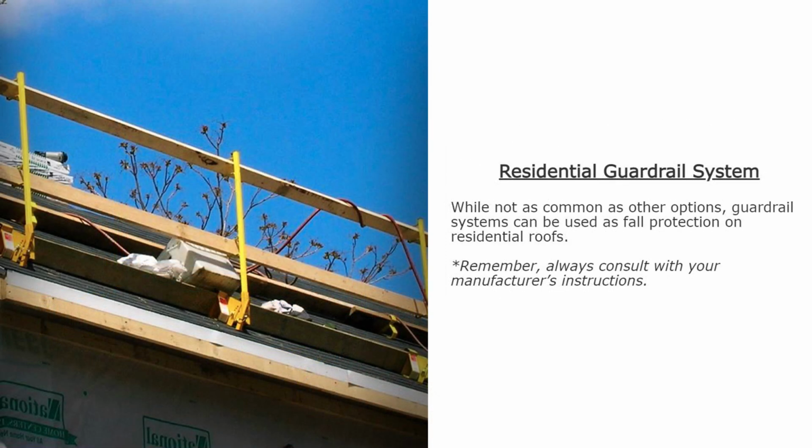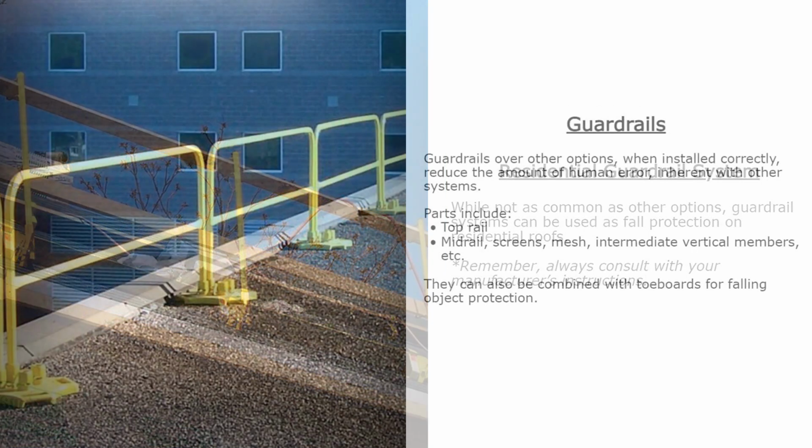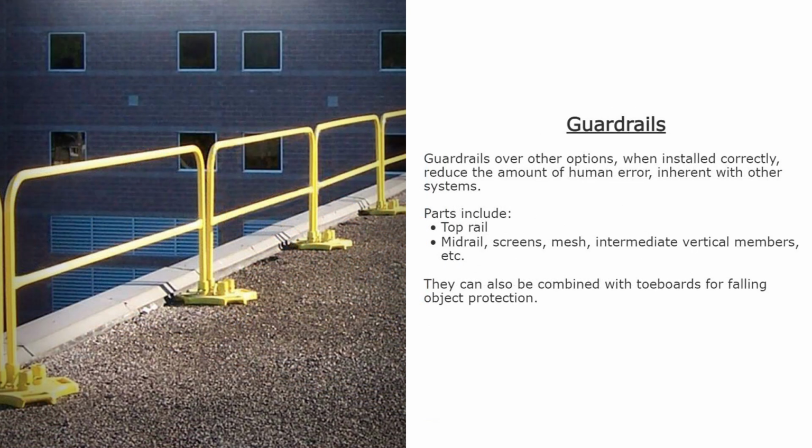Residential guardrail system. While not as common as other options, guardrail systems can be used as fall protection on residential roofs. Remember, always consult with your manufacturer's instructions. Guardrails, over other options, when installed correctly, reduce the amount of human error inherent with other systems. Parts include top rail, mid rail, screens, mesh, intermediate vertical members, etc. They can also be combined with toe boards for falling object protection.